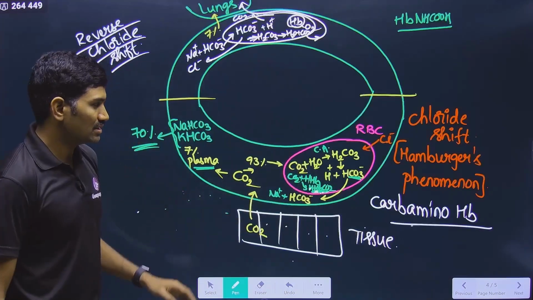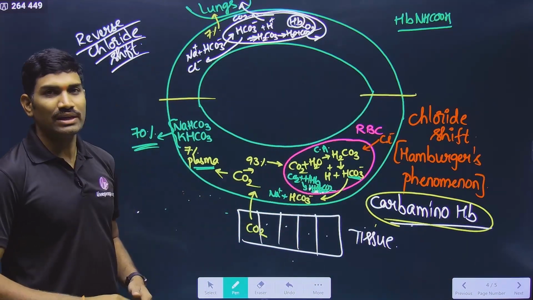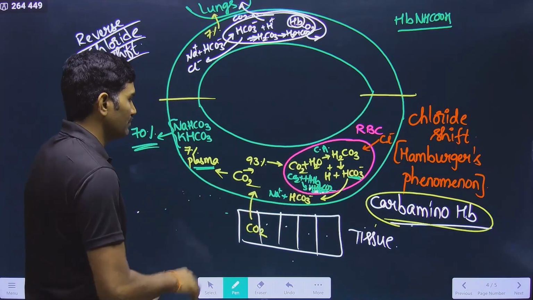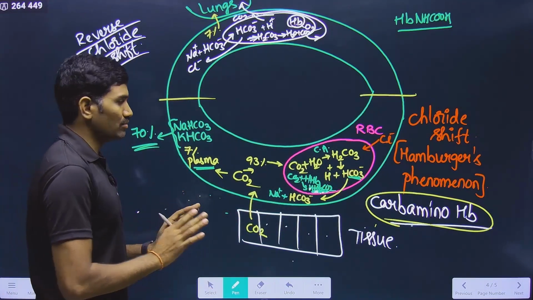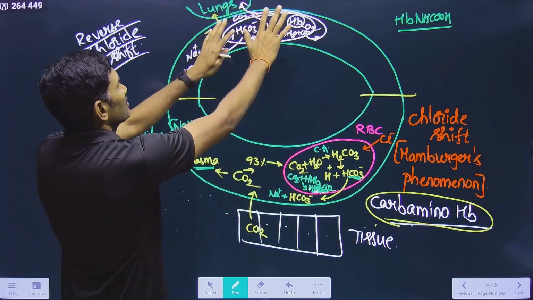That is what the logic is, and that's why it is called carbaminohemoglobin. So in this way, bicarbonate and carbaminohemoglobin, and then the dissolved form of CO2. These are the ones we are studying at the tissues. Now they are going to the lungs.